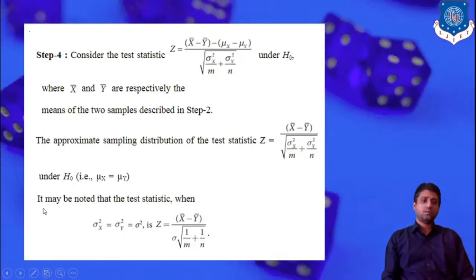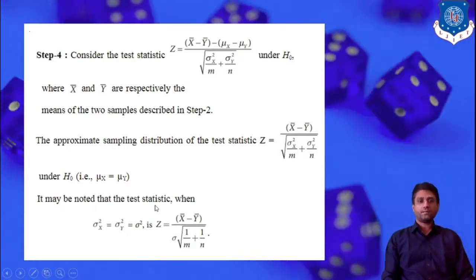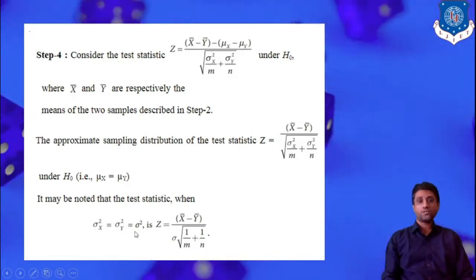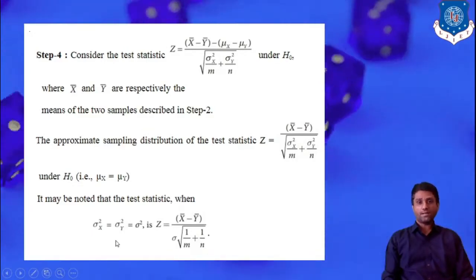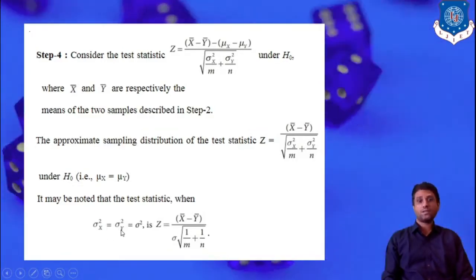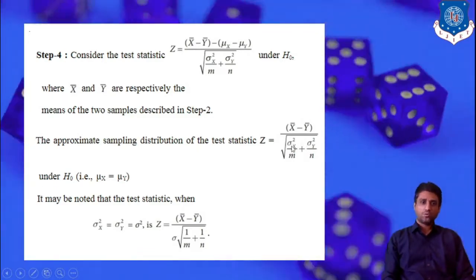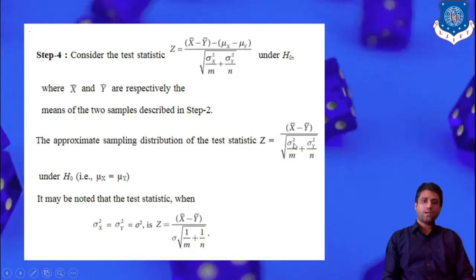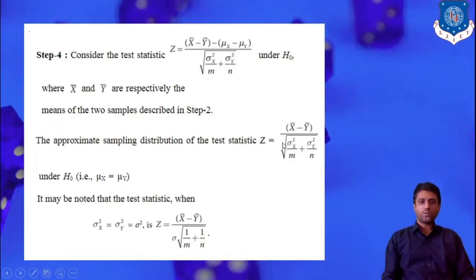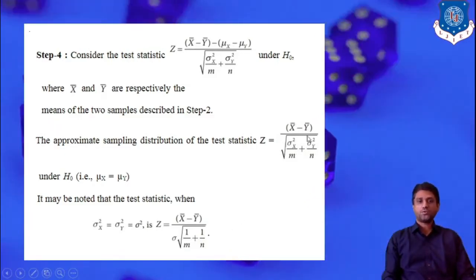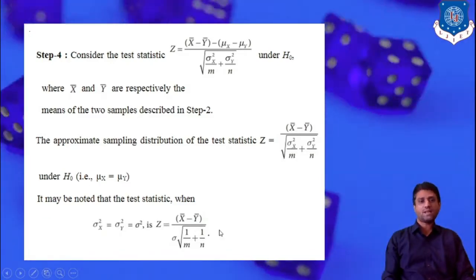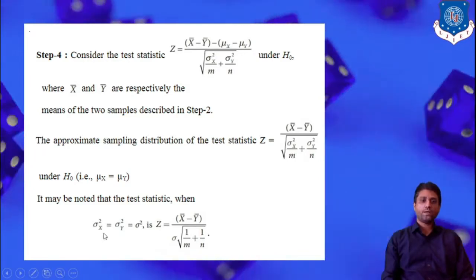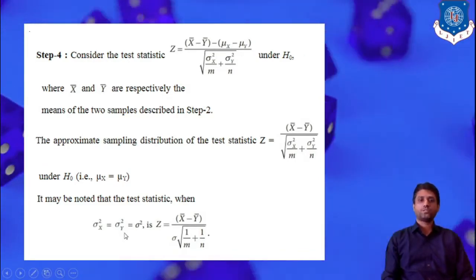Remember, there is a particular case of the Z statistic when sigma x square and sigma y square are also the same, that is, the variance corresponding to the first population as well as the second population is the same. Then it is a common variance sigma square, and since both are the same, we take sigma outside the square root, so just 1 by m plus 1 by n remains. This is the particular case of this Z statistic when the variances of the first as well as second population are the same.